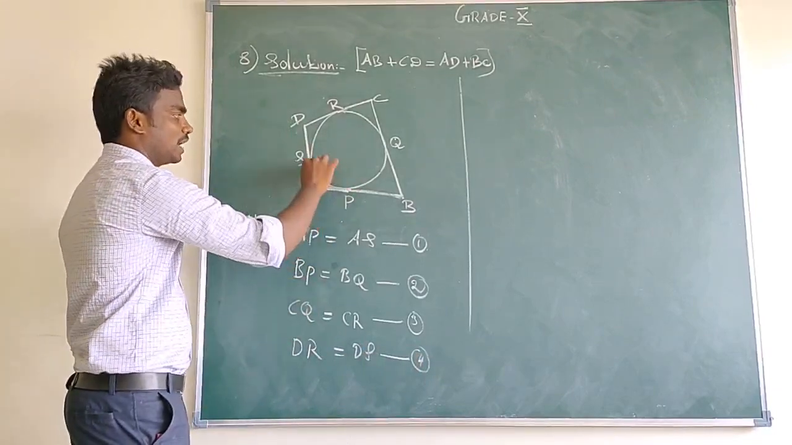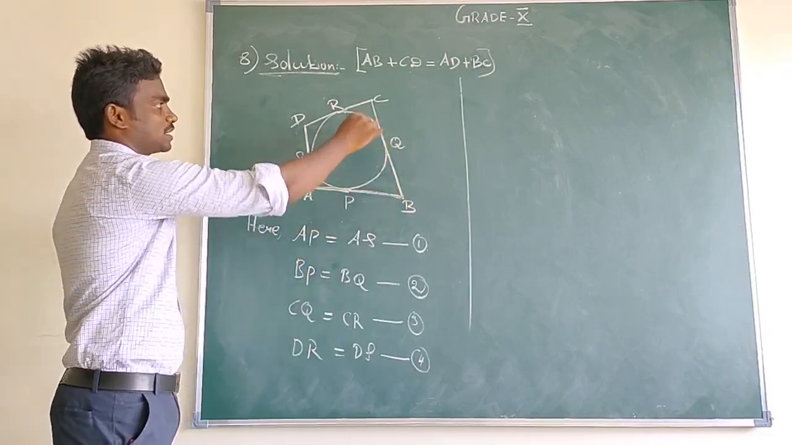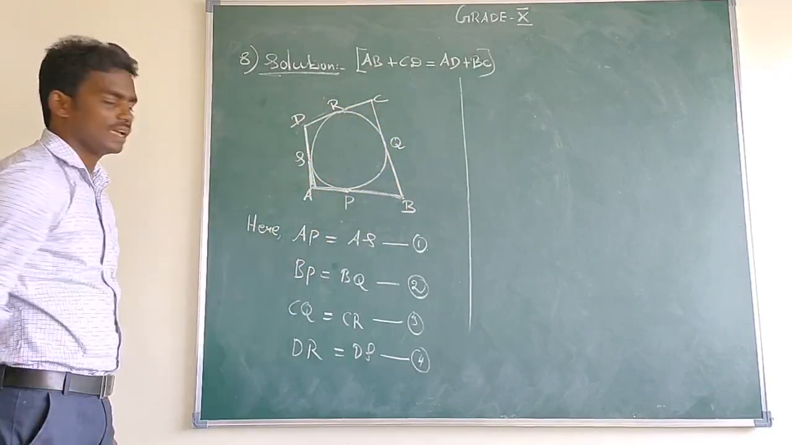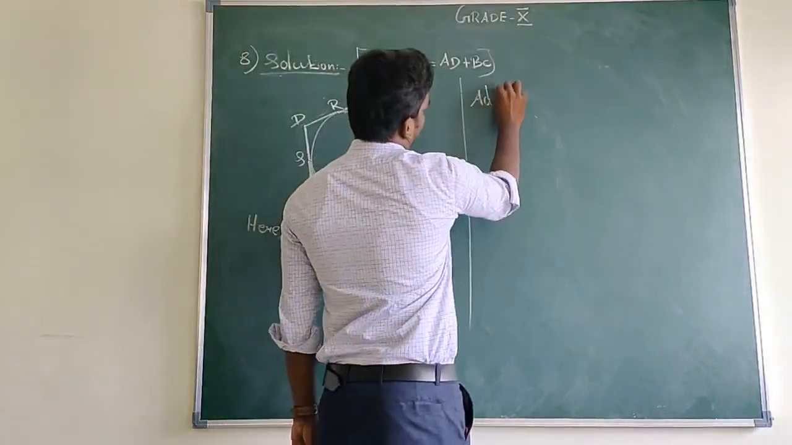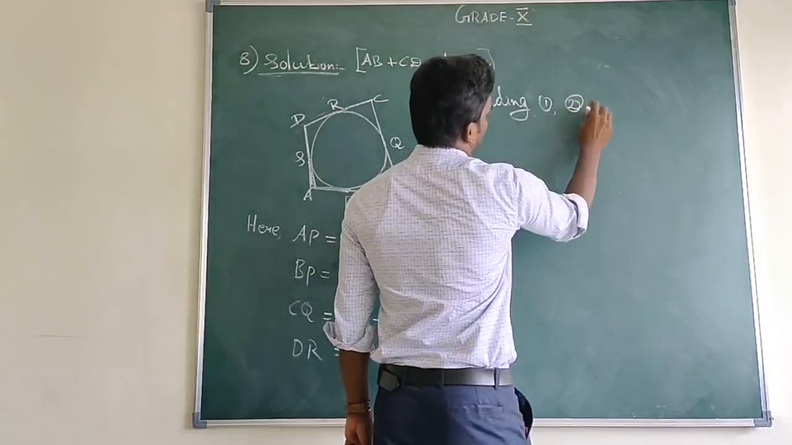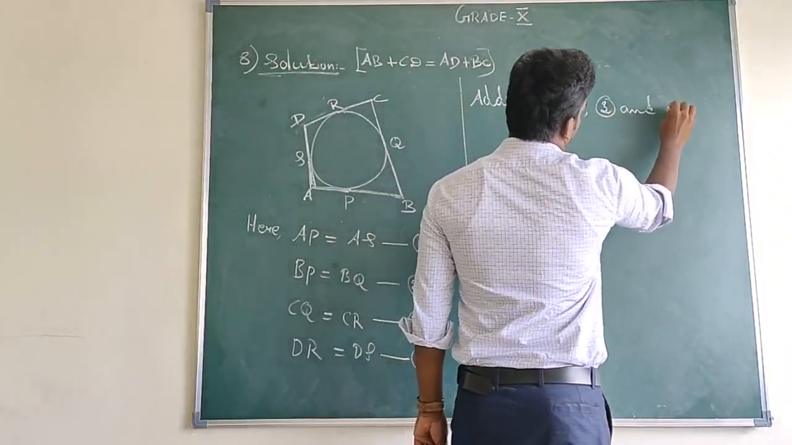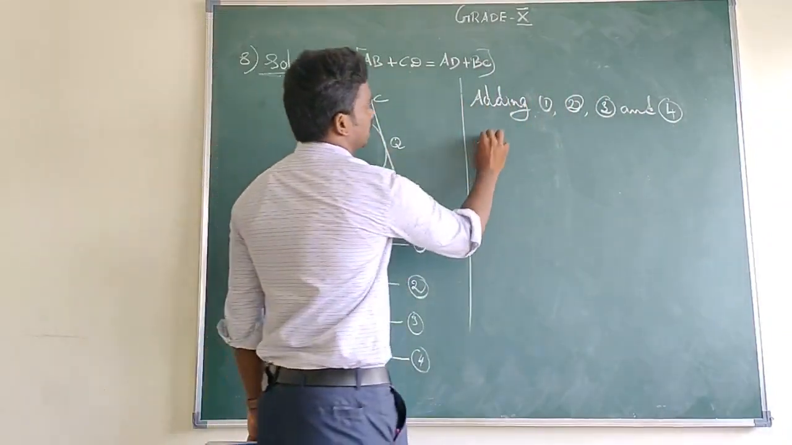So AP and AS are the same measurement. Then BP and BQ are the same measurement. CQ is equal to CR, and DR is equal to DS. Now we want to add all the equations. Adding equations 1, 2, 3 and 4.